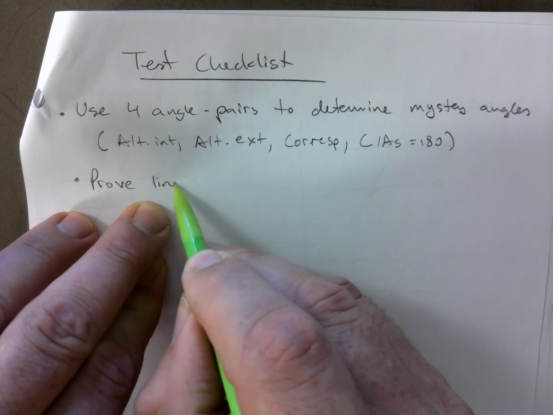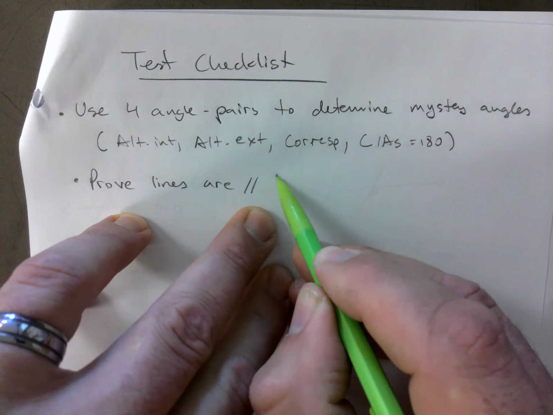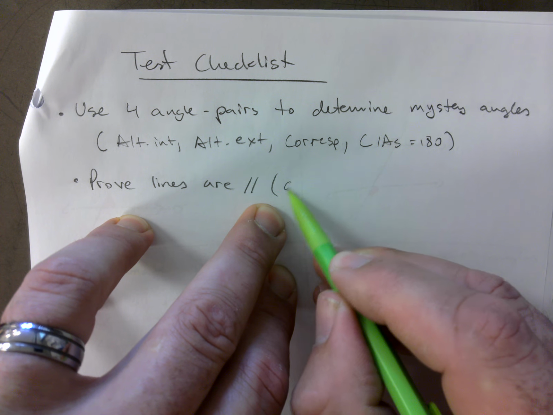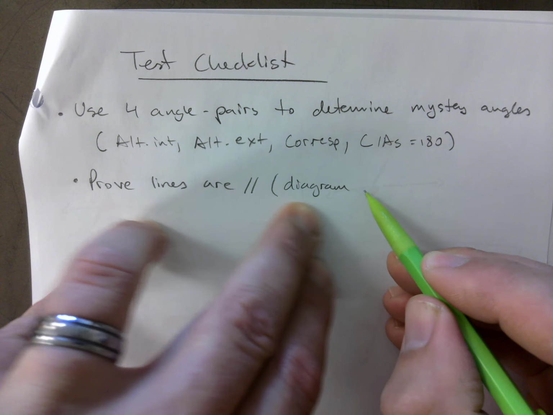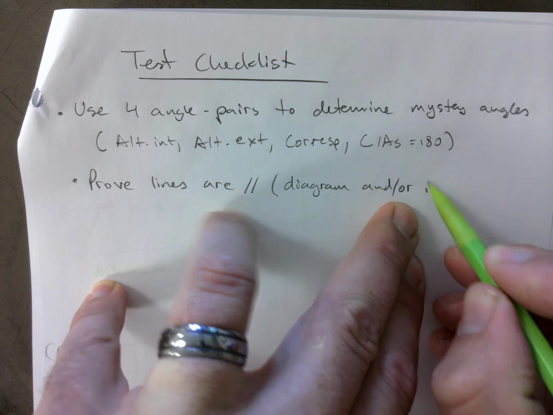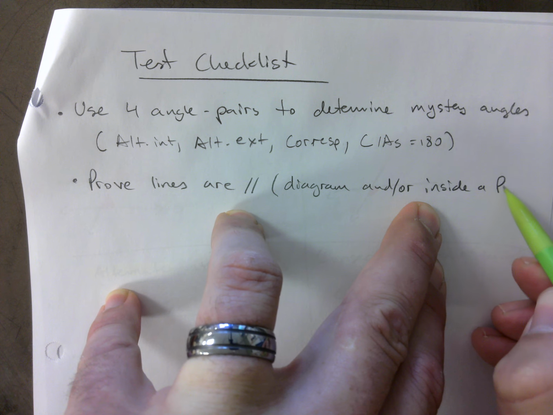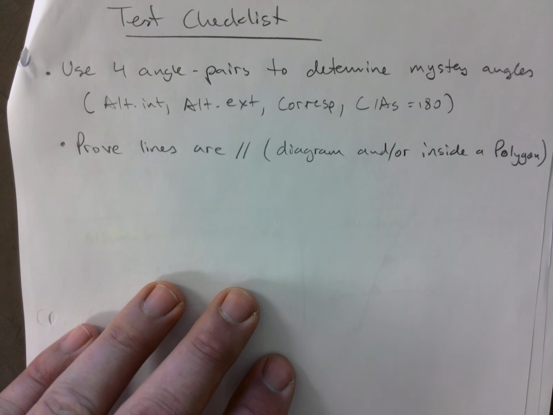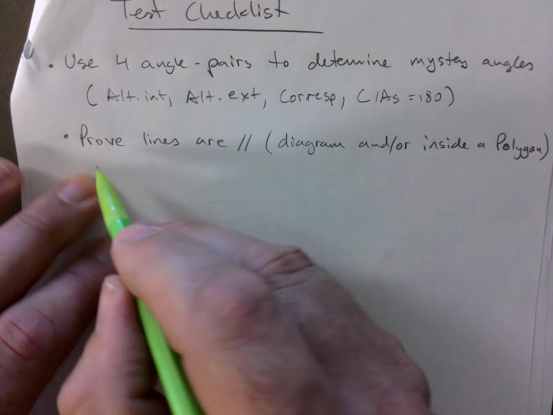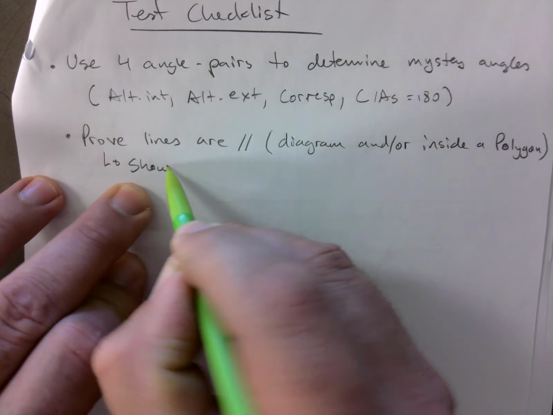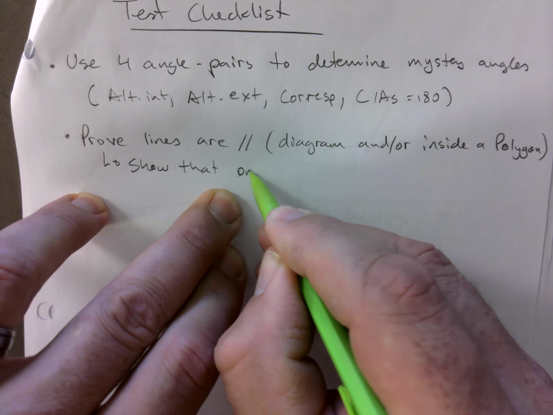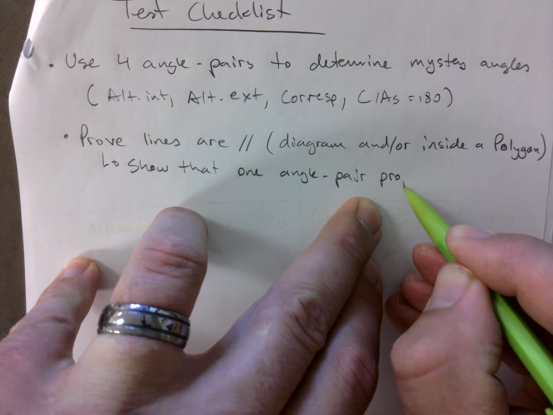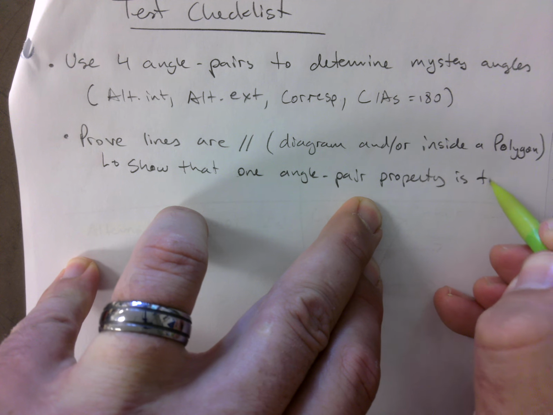Prove lines are parallel. It could be a diagram and or inside a polygon. Prove lines are parallel. Show that one angle pair property is true.